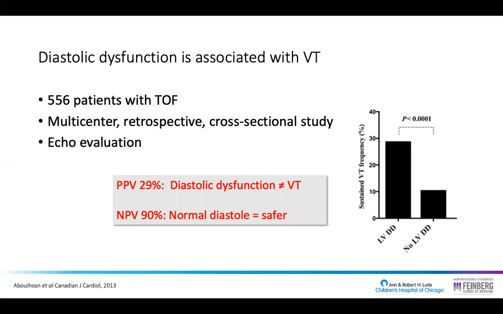But even in this slightly sicker group, what you see is that when you run the positive predictive and negative predictive values on the statistics that they provided in the paper, which I will tell you I did, they didn't provide this, so this is my secondary analysis. If you look at the positive predictive value, you'll see that 29% of them ended up with VT. So even in this very sick group, a diastolic dysfunction did not mean it was inevitable that you were going to end up with VT. The negative predictive value suggests that normal diastole is in fact safer.